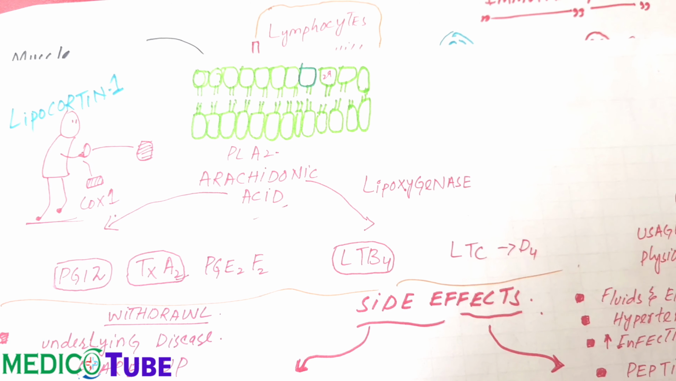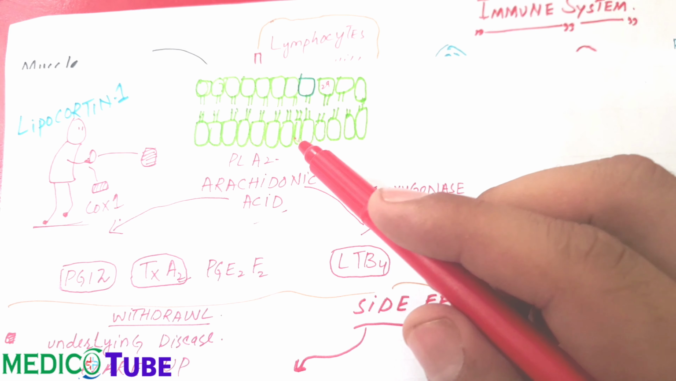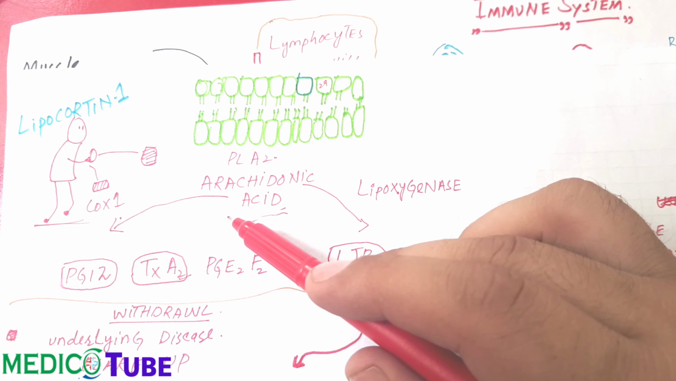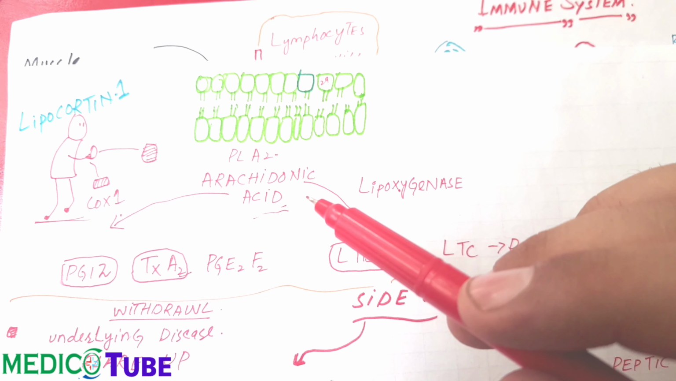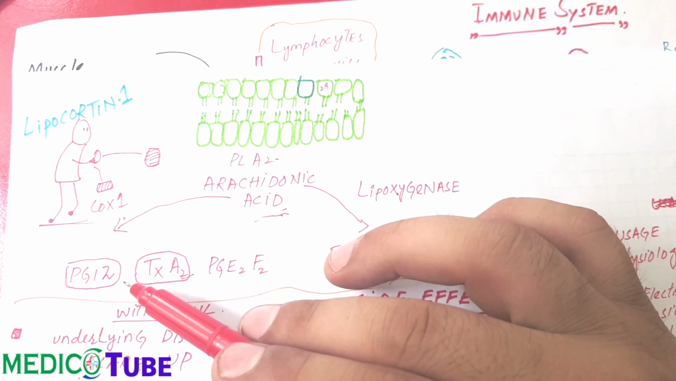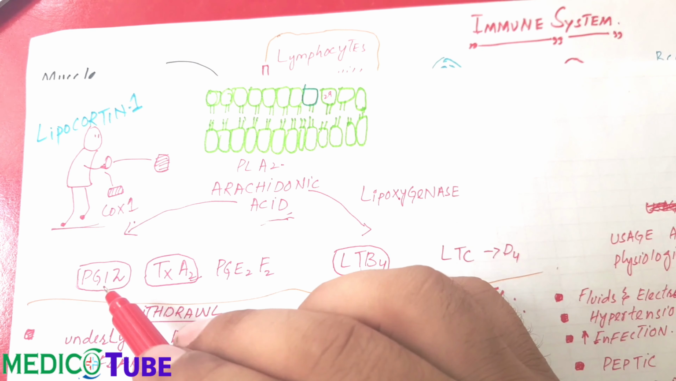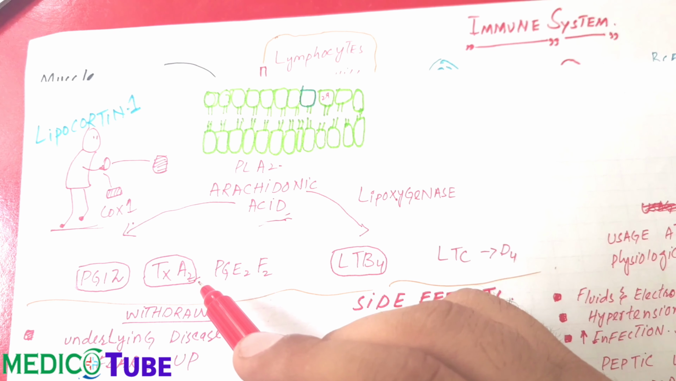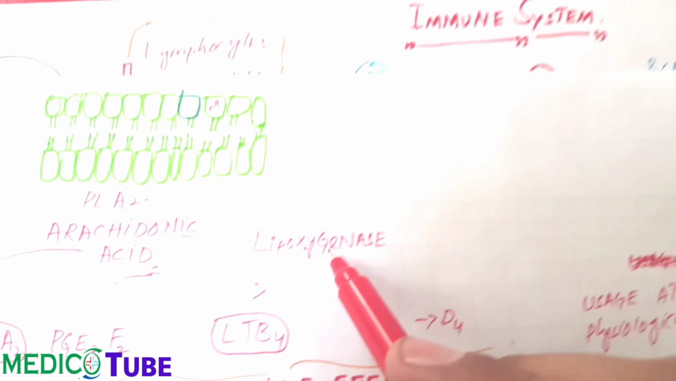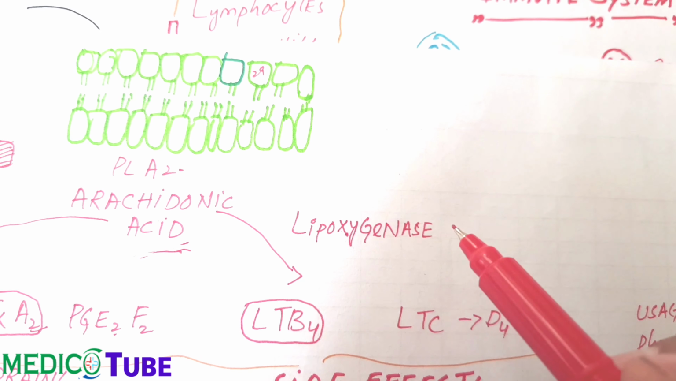Remember that in our cell membrane we have phospholipids, and these phospholipids are broken down by the phospholipase A2 enzyme, which converts the phospholipids to arachidonic acid, and then that arachidonic acid is worked on by cyclooxygenase and converted into the prostaglandins, thromboxane 2 and other substances. Just look on this side. Arachidonic acid can also be converted into the leukotrienes by lipoxygenase.